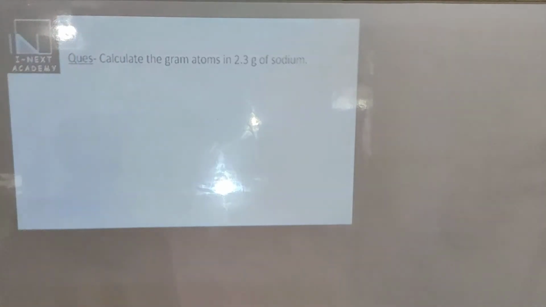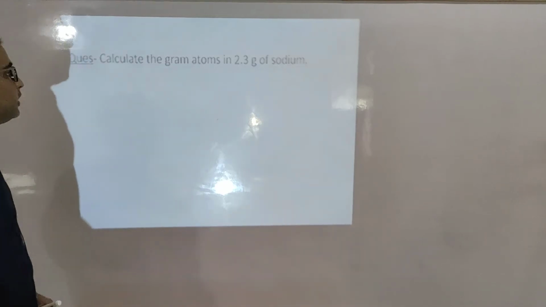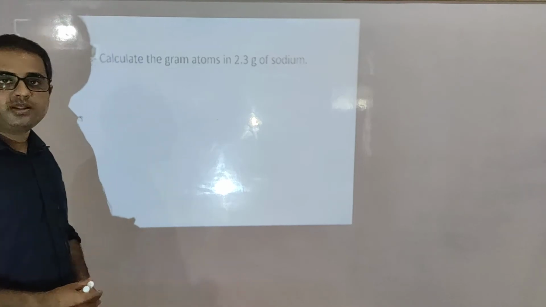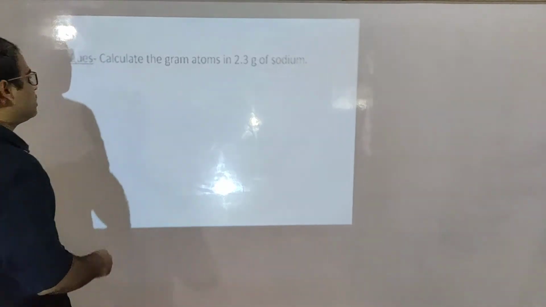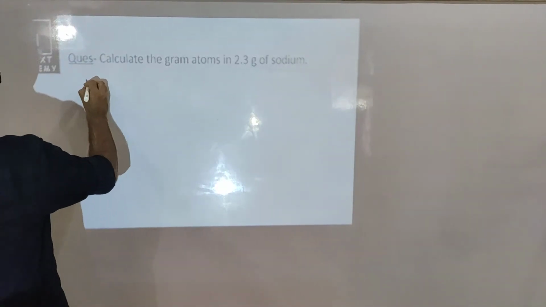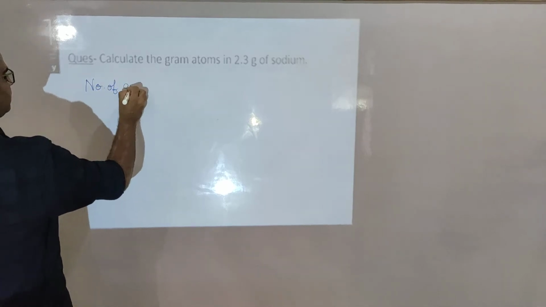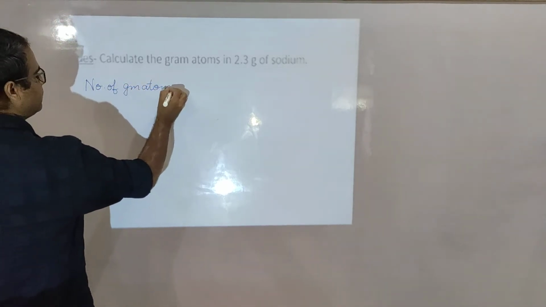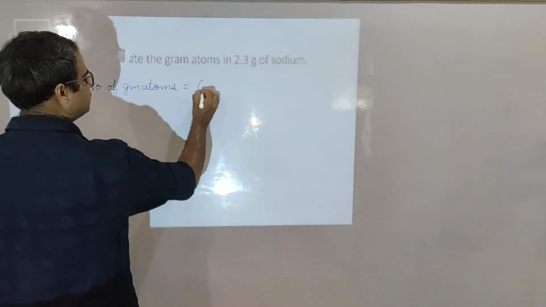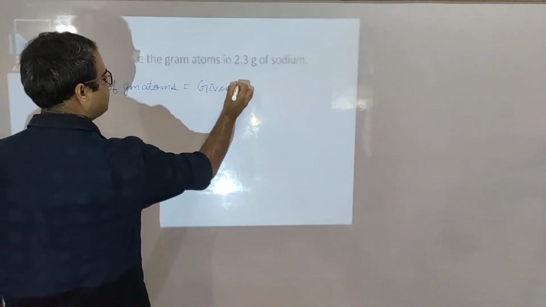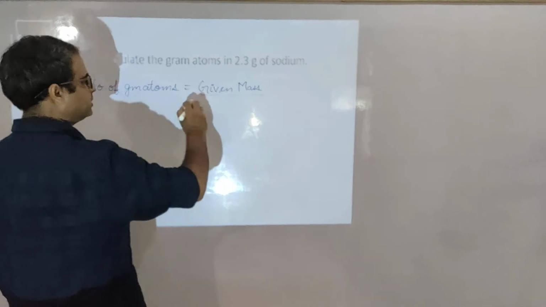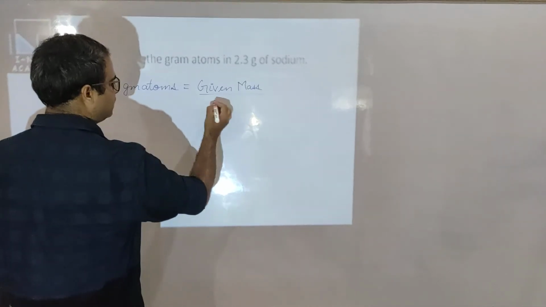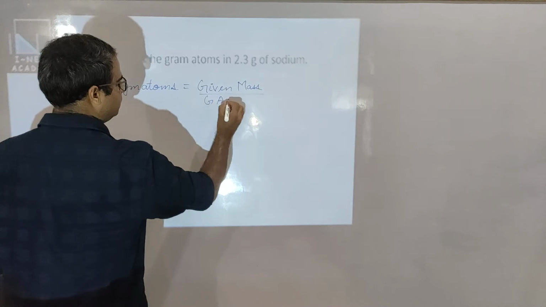The next question is like this: Calculate the gram atoms in 2.3 gram of sodium. Here you have to calculate the number of gram atoms, which means the number of moles, and your element is sodium. To calculate the number of gram atoms, we know our formula is given mass divided by gram atomic mass, since the element is there.